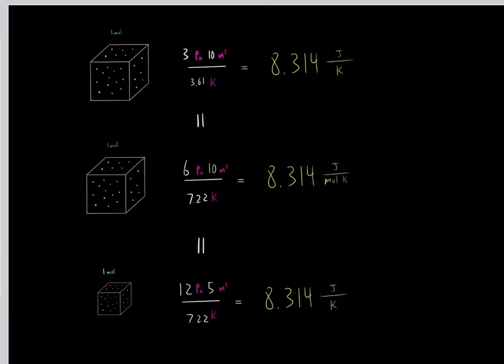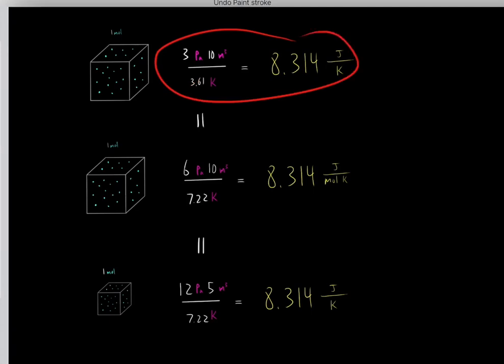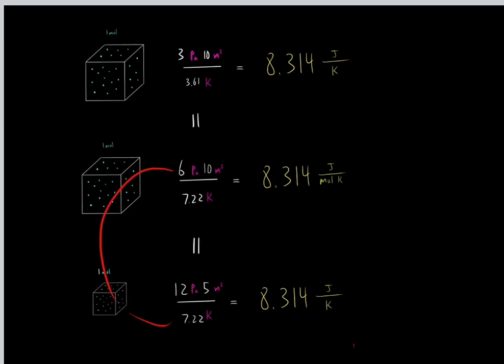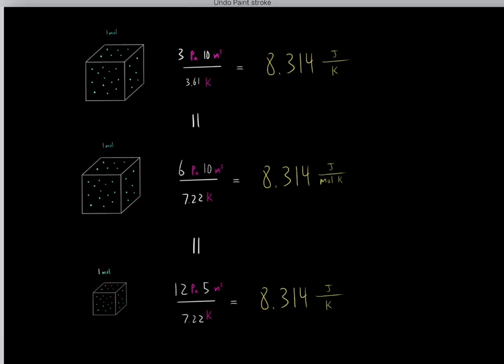So the point is, if we have a system and the number of moles is constant, if you take the pressure multiplied by volume and divided by temperature, it doesn't matter how you change the pressure, how you change the volume, how you change the temperature, this value will still equal 8.314. And then you can change a variable again. It doesn't matter, it will still equal 8.314.